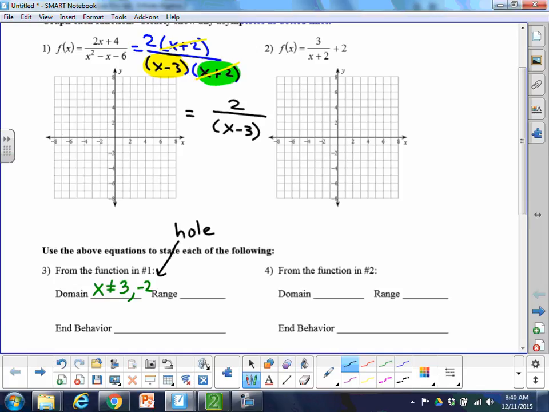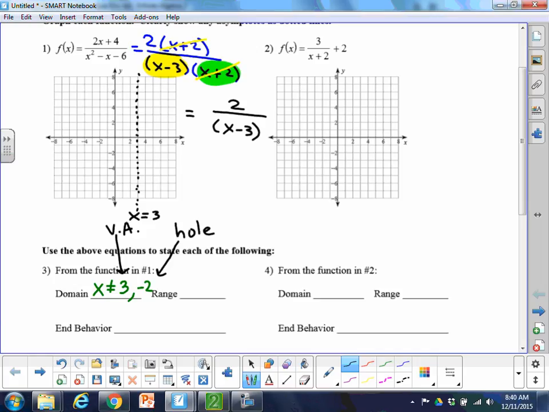So we'll have to be aware of that when we graph it. The factor that got us the other restriction, x minus 3, still remains, so that's going to be our vertical asymptote. So I'm going to go ahead and draw that in as a dotted line, because it's not really part of the graph, but it's just there to help us get the graph set up. Okay, so that's the vertical asymptote there.